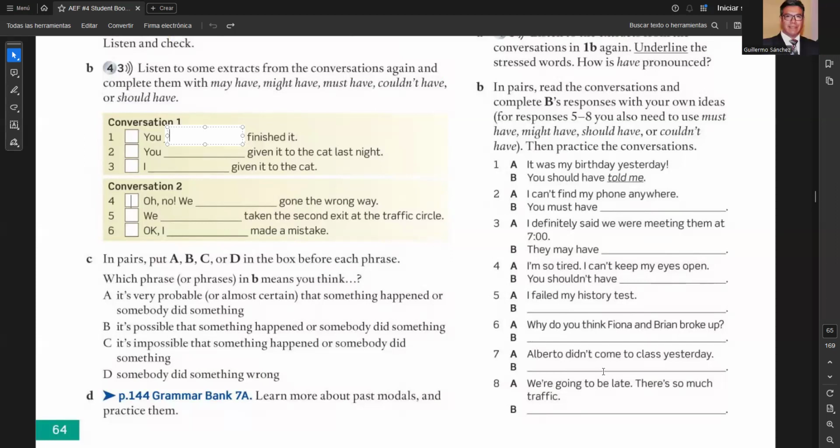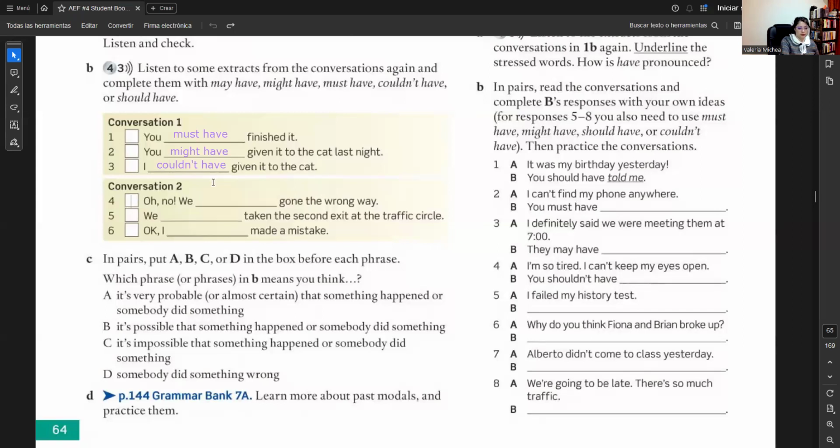Must have. Yes, I totally agree. So you must have finished it. And then what do we have? Might have. Yes, very good. So you might have given it to the cat last night. And finally, what do we have? Couldn't have. There you go. I couldn't have given it to the cat. The cat doesn't even drink milk, right? So they are having an argument about it.